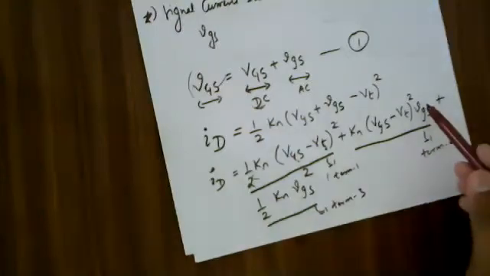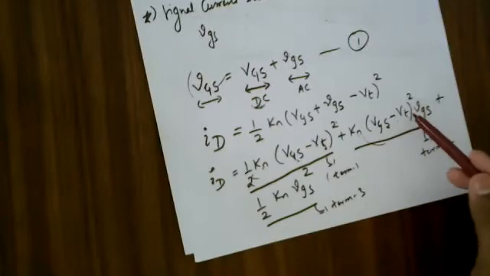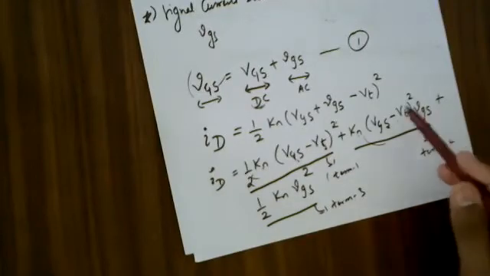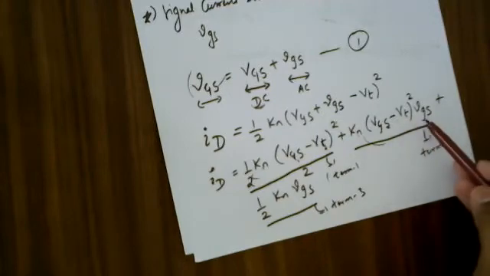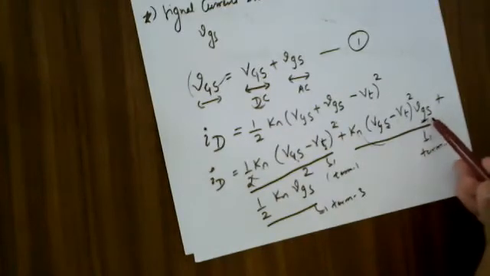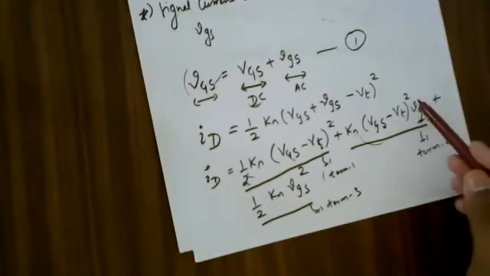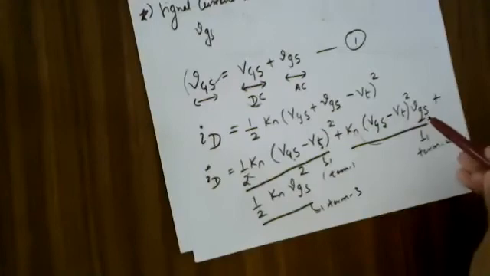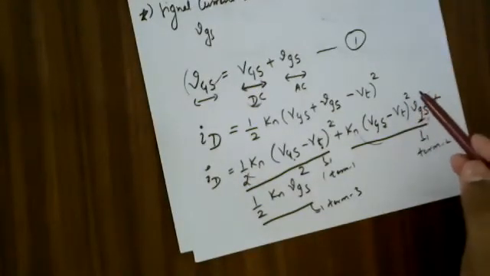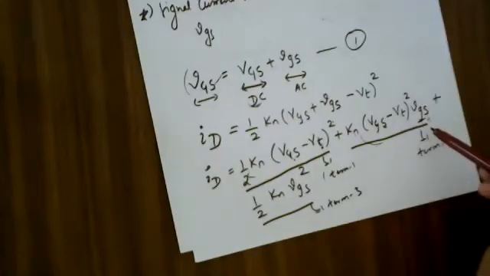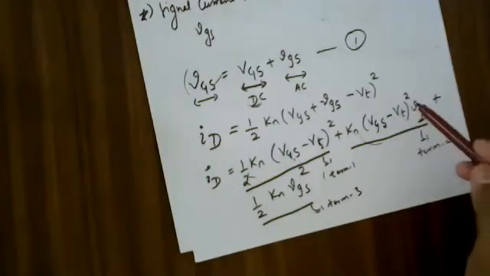And what about this now? This particular term, Kn into (VGS minus VT) the whole square into vgs, says that your AC drain current is directly proportional to your signal component, nothing but your input signal vgs. So if your vgs increases, your AC current signal also increases. If your vgs decreases, then the AC component of the current signal also decreases.